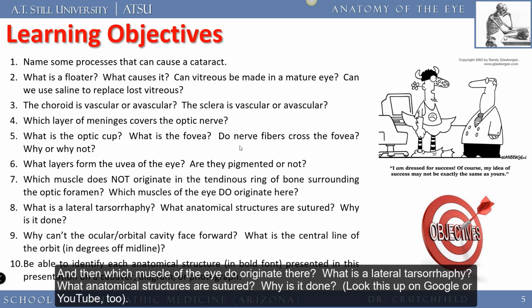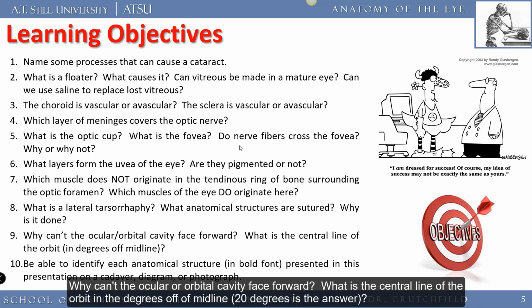What is a lateral tarsorrhaphy? What anatomical structures are sutured? Why is it done? You might want to look this up on YouTube or Google too. Why can't the ocular or the orbital cavity face forward? What is the central line of the orbit in degrees off of midline?